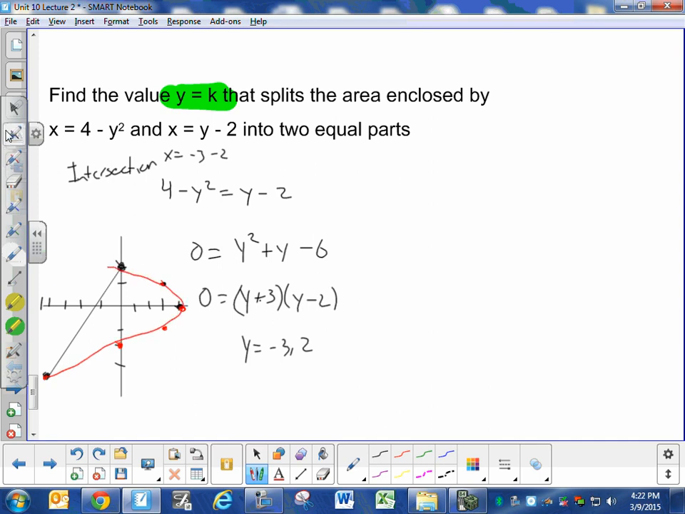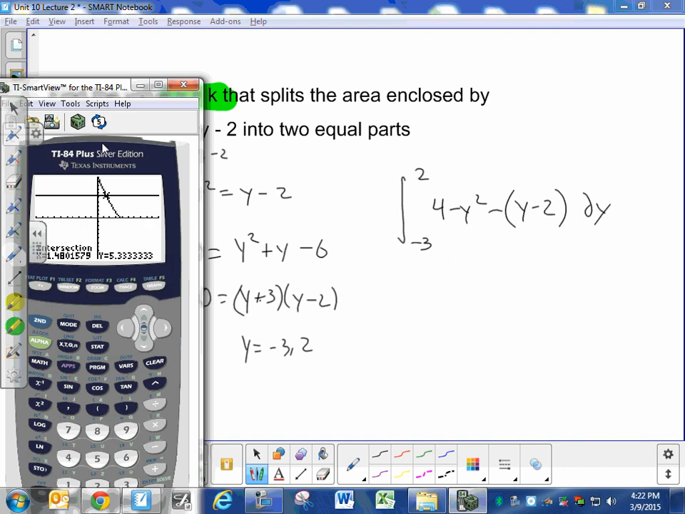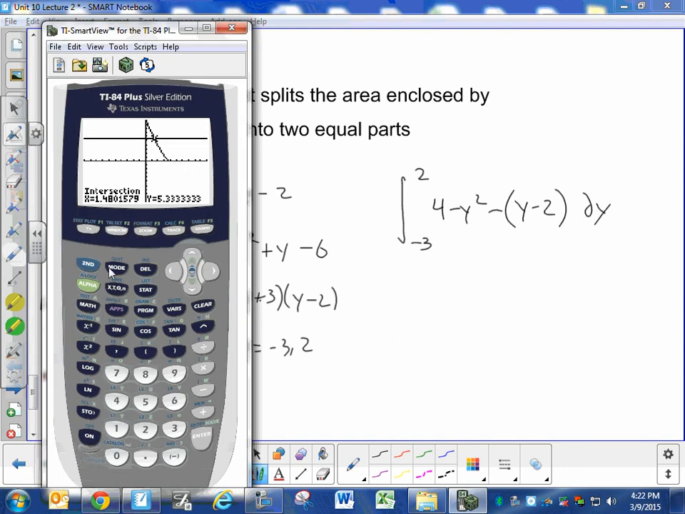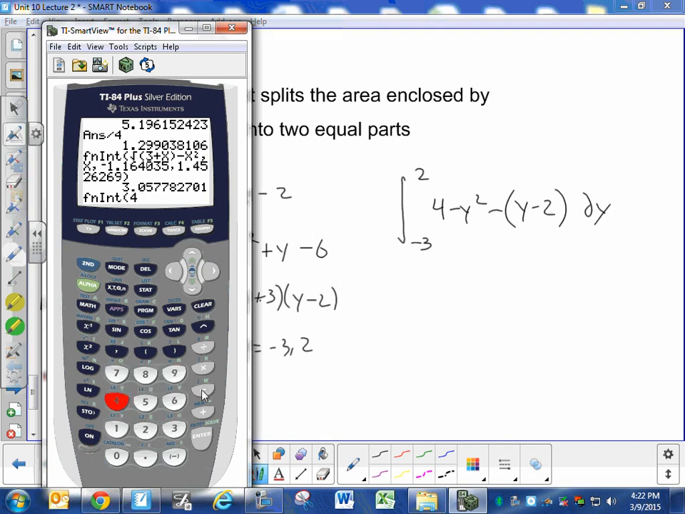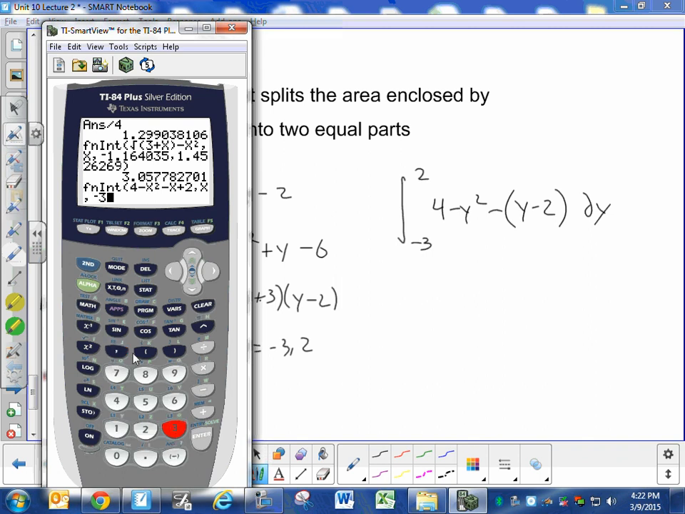Okay, and there's the region. Let's find the area of the region. It'd be the area from negative 3 to 2, those are my y's. The right function is 4 minus y squared, minus the left function y minus 2. I'm going to use my calculator to find that region. So I'll go 4 minus, instead of y squared, it's x squared, minus x plus 2, with respect to x from negative 3 to 2.